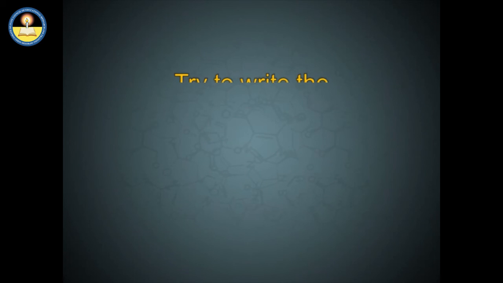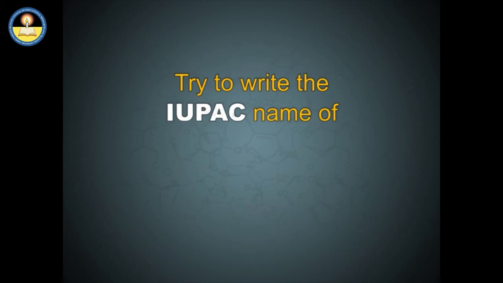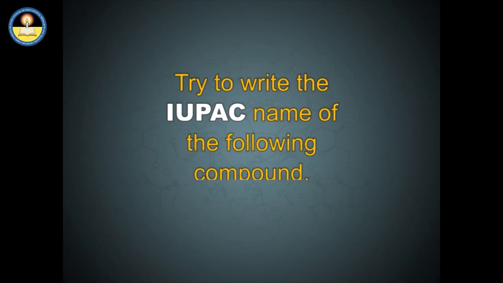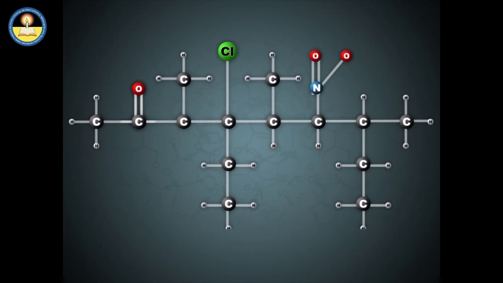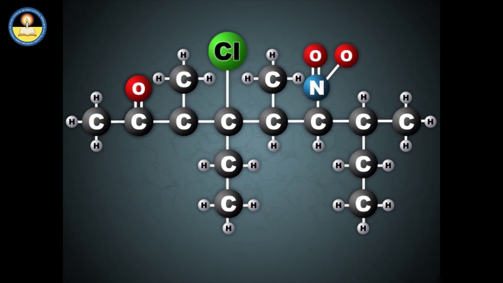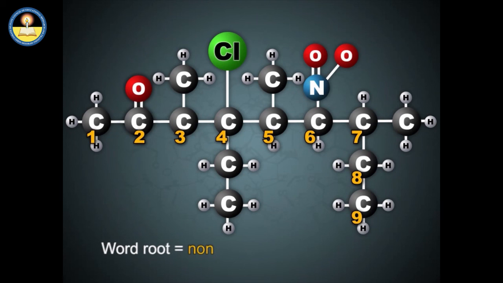It's time to check our knowledge. Let us try to write the IUPAC name of the compound shown on the screen. And the solution is, let us start numbering the carbon atoms. Its largest chain has C9 carbon atoms, hence its word root is non. Its parent hydrocarbon is nonane.